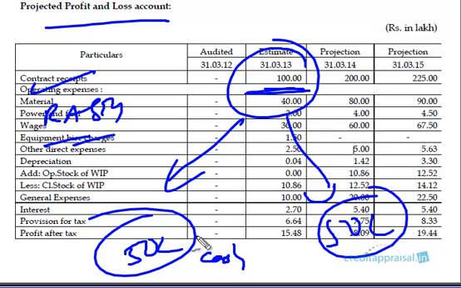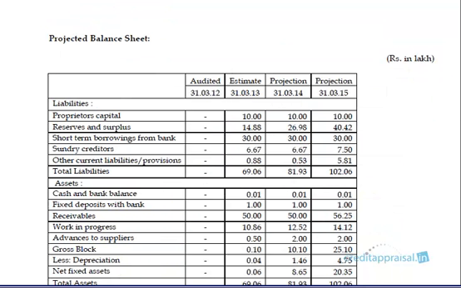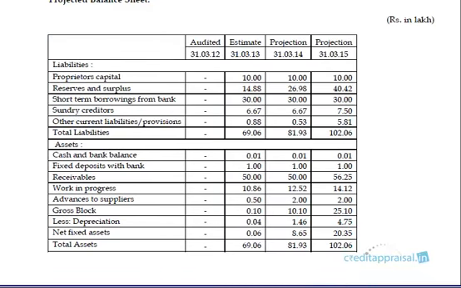So where will that 50 lakhs balance be reflected? In debtors, obviously. If you go to the projected balance sheet, look at the item called debtors. Under assets, receivables, you'll find that 50 lakhs.